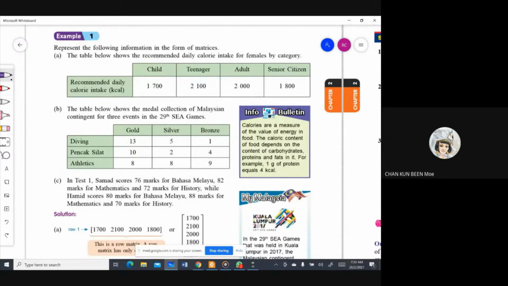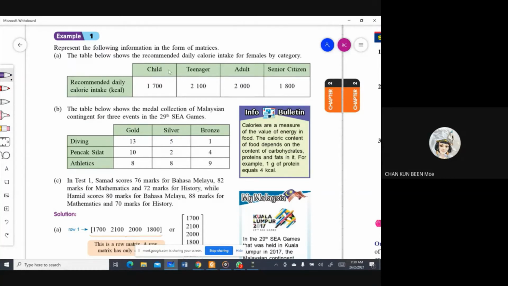Example. Represent the following information in the form of matrices. A, the table below shows the recommended daily calorie intake for females by category. So this is the recommended daily calorie intake for a female child, for a female teenager, for a female adult, and a female senior citizen. You can see the daily intake for a child is 1,700, not very much. Teenager is the highest one among all of it because, you know, you are growing, you need more energy. Then this adult, 2,000, and senior citizen is getting reduced, become 1,800.